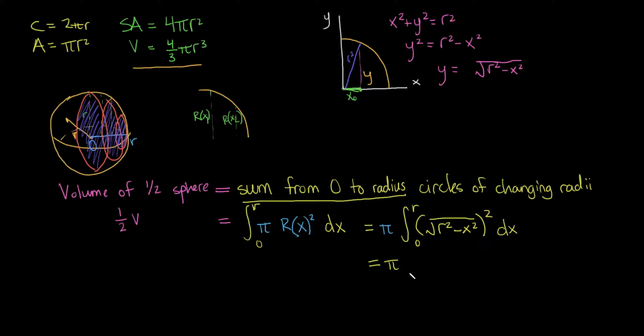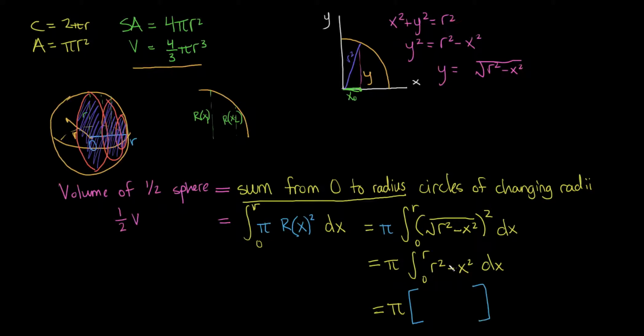So the square root just goes away. We have the integral from 0 to r of r squared minus x squared dx. This is great. This is pretty simple, actually. So we have pi, and then we can go into blue color. Again, I forgot to keep the pi blue, so I'll make up for it by making this blue.